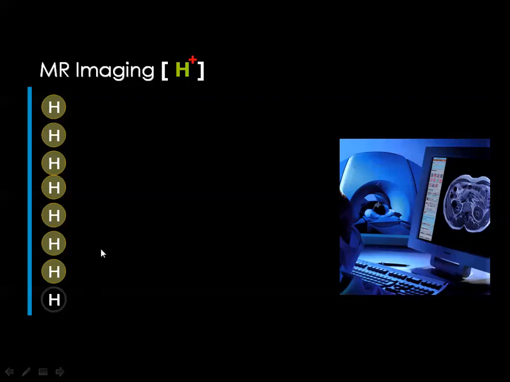But we are concerned only with the hydrogen protons, and the rest of the protons and electrons are not included in our calculation. Then, in order to have the image, the protons are arranged in the direction of the magnet. Then we have what's known as a radio frequency coil. The radio frequency coil is just an apparatus that can produce the radio frequency corresponding to the frequency of hydrogen protons.